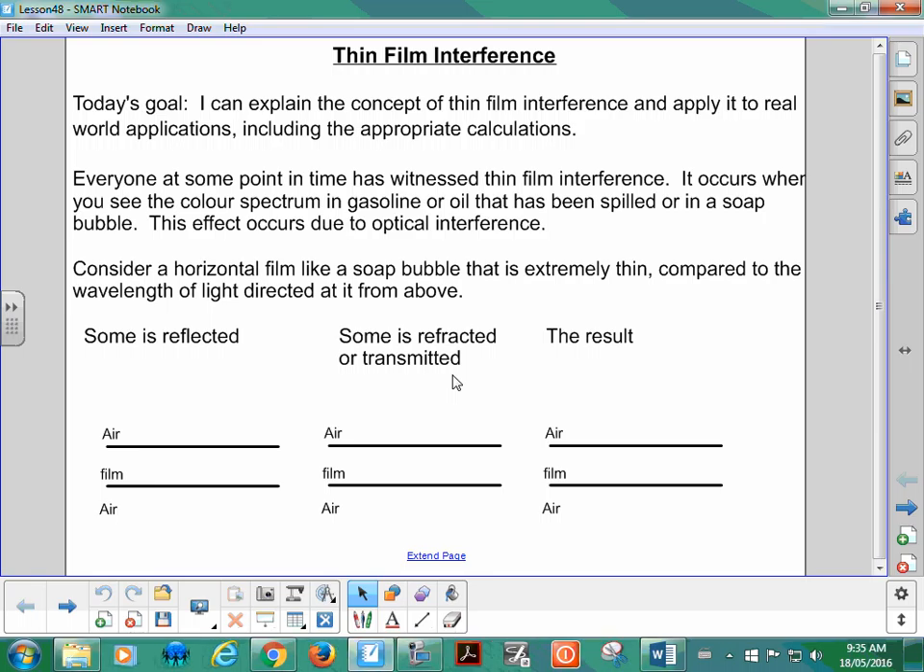So consider a horizontal film that's really, really thin. So we're talking about a very thin layer of either oil, gasoline, or soap, and we're going to look at how it affects the wavelength when light interacts with it.